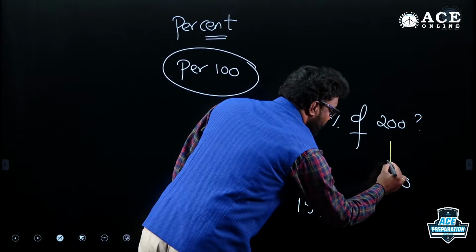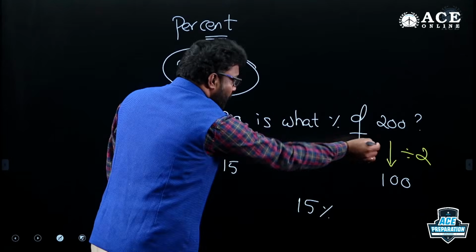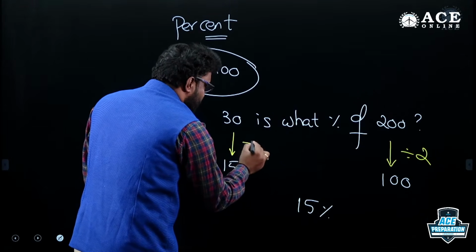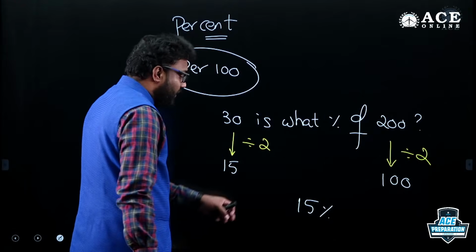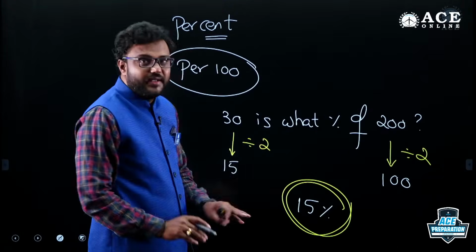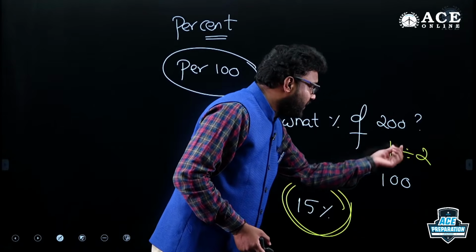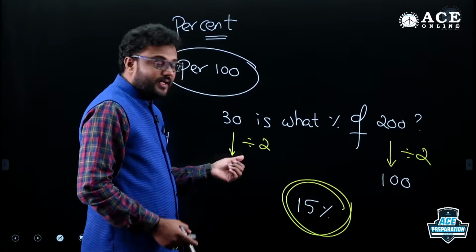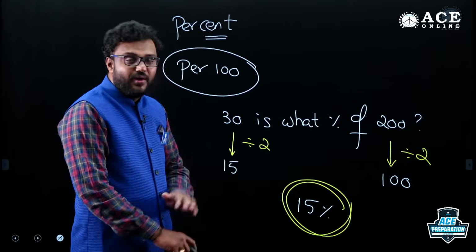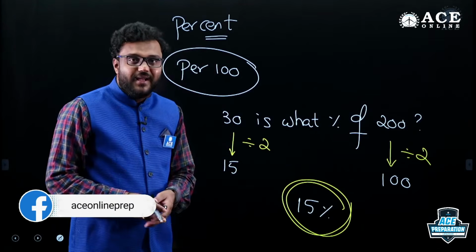This is divided by 2, right? Out of 200, you got 30. Now out of 100, you got 15. So we can call it 15%. Out of 100, what is your value? You need to convert this with respect to 100. The same effect we have to apply here. Out of 100, what is your value is simply called percentage. Clear? So percentage is per 100, out of 100.